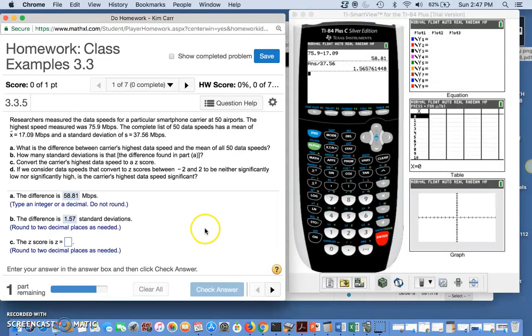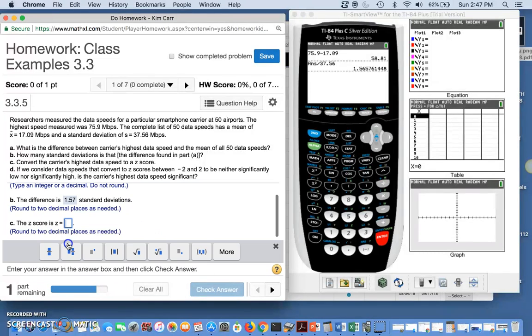Okay. The z-score. The z-score is the same thing. Since this was a larger value, it's a positive z-score, and the z-score is literally the number of standard deviations that entry is from the mean. So 1.57.